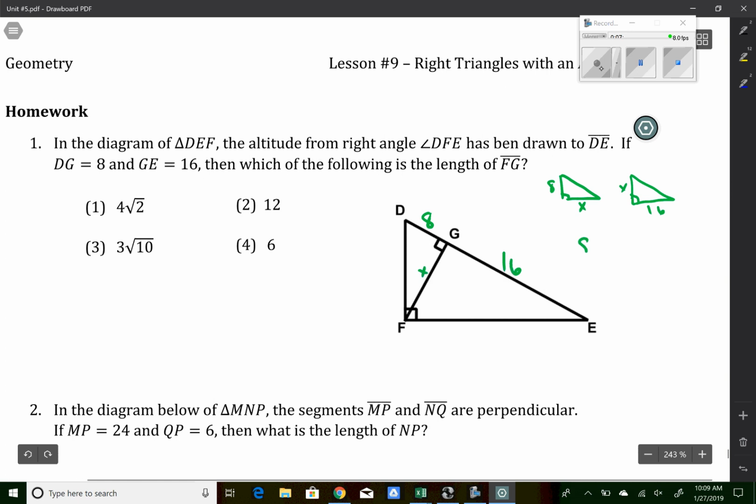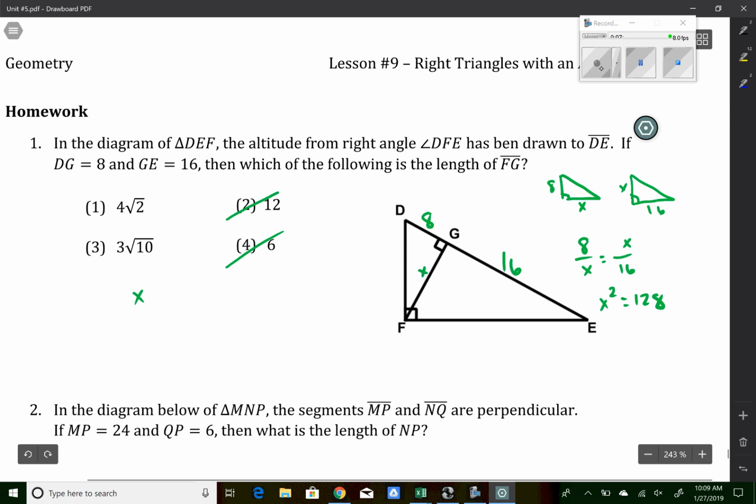All right, if I put that in the right spot, because everything is compared now, I could say 8 compares to X the same way that X compares to 16. Cross multiply, I have X squared is equal to 8 times 16, whatever that comes out to be. All right, so use your calculators here. 8 times 16, so that's 128. Not a perfect square, so I already know it's not choices 1 or 4.